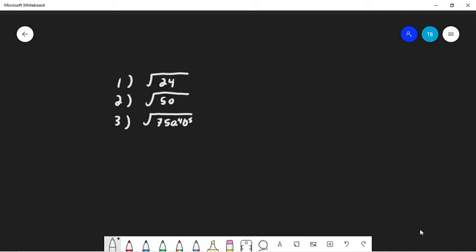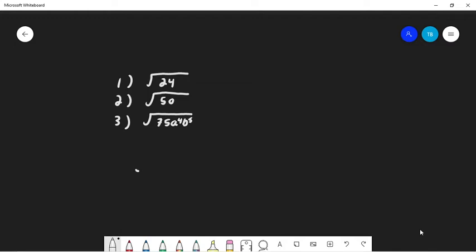Tom from TutorBros. Today we're going to learn how to simplify radical expressions, specifically square root expressions. Now remember that a single radical can be written as the product of two or more radicals by breaking down the radicand, which is the expression under the radical, into some combination of its factors.